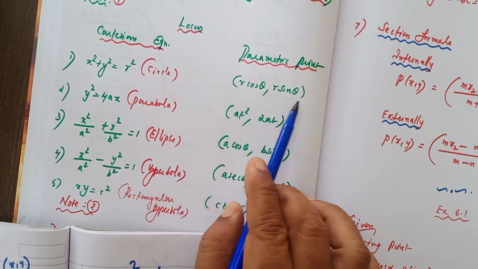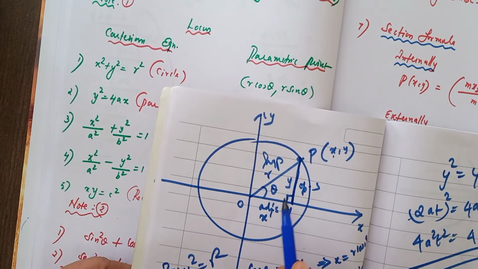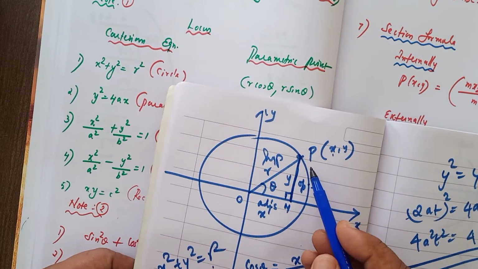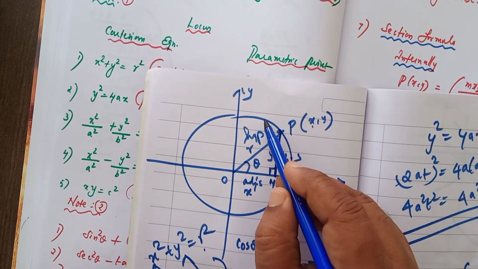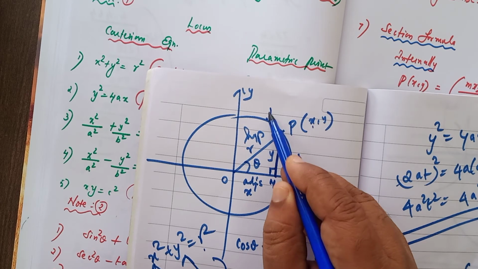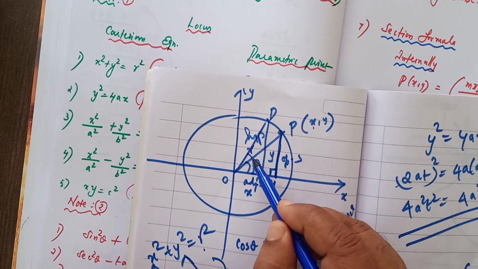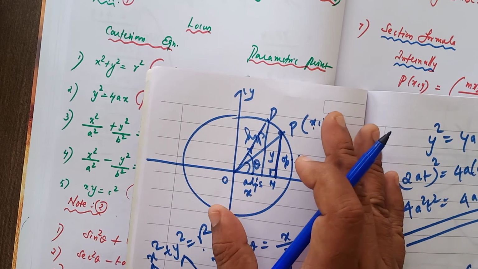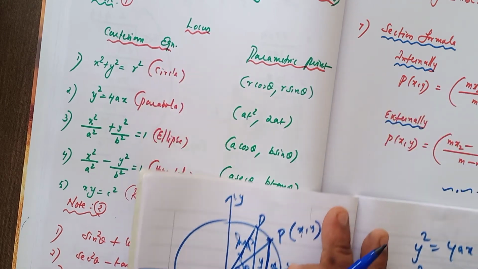Here r and theta are the parameters. The parameters means, for example, different circles will be having different radius and different angles. Suppose if I consider the point P over here, OP, PM, so the angle will be changed definitely. So things which are changed, that's called a variable as well as the parameter. So theta and r are the parameters, like that.